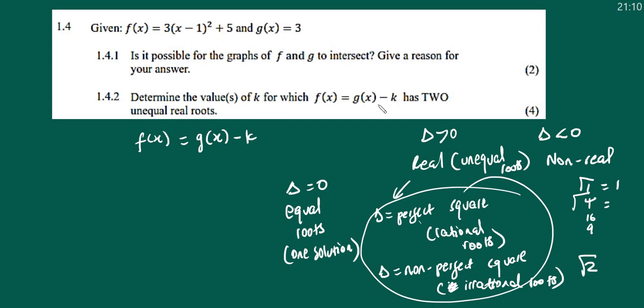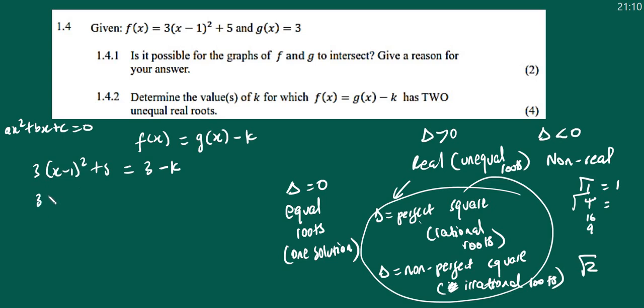So what they want here is to say which values of k will give 2 unequal roots. The moment they say unequal, it means you are talking about this. So that is what we're going to solve for. But how do we solve it? Remember, f of x, you have to substitute it here to get an equation. F of x is 3 into x minus 1 all squared plus 5. G of x is 3, and then we have minus k. Then you have to put it in the standard form, which is ax squared plus bx plus c, so that we can get your discriminant.